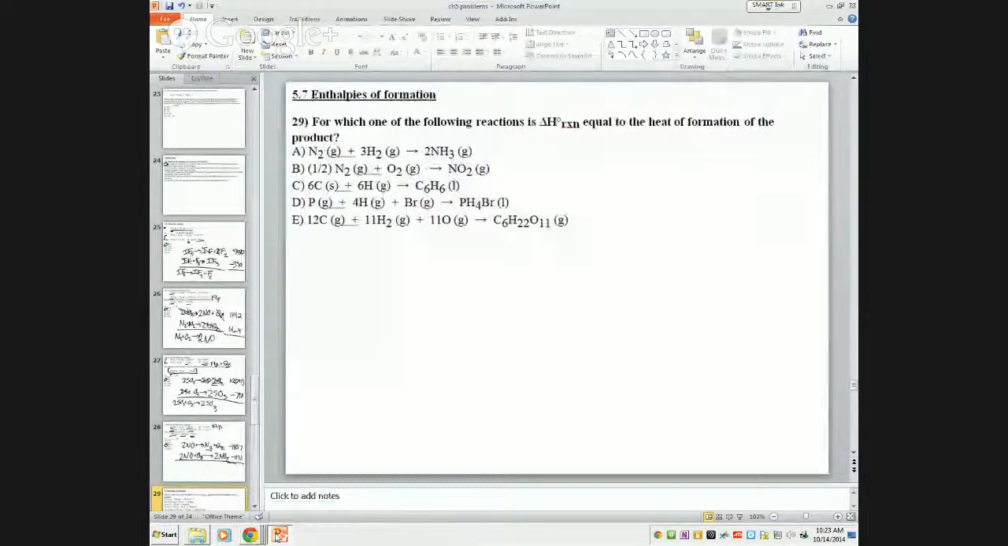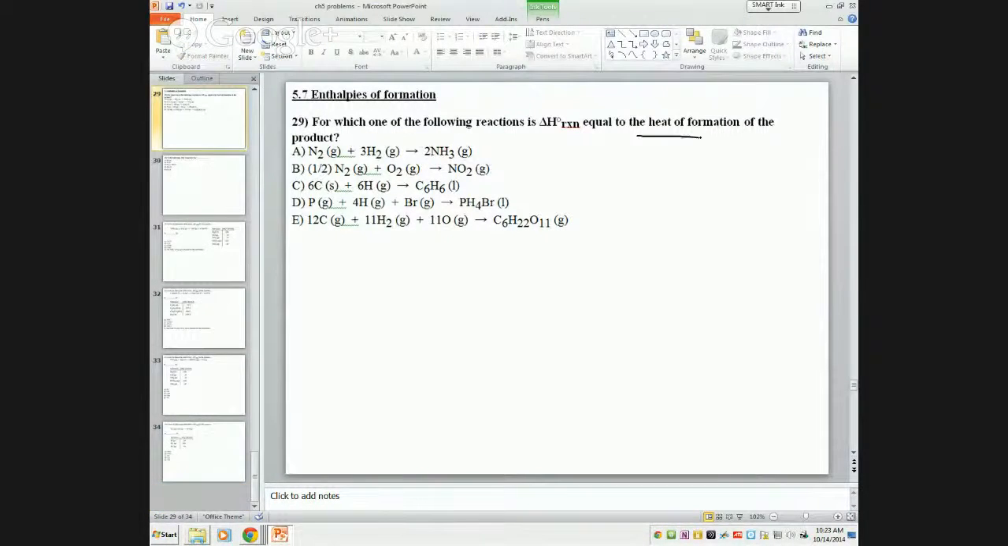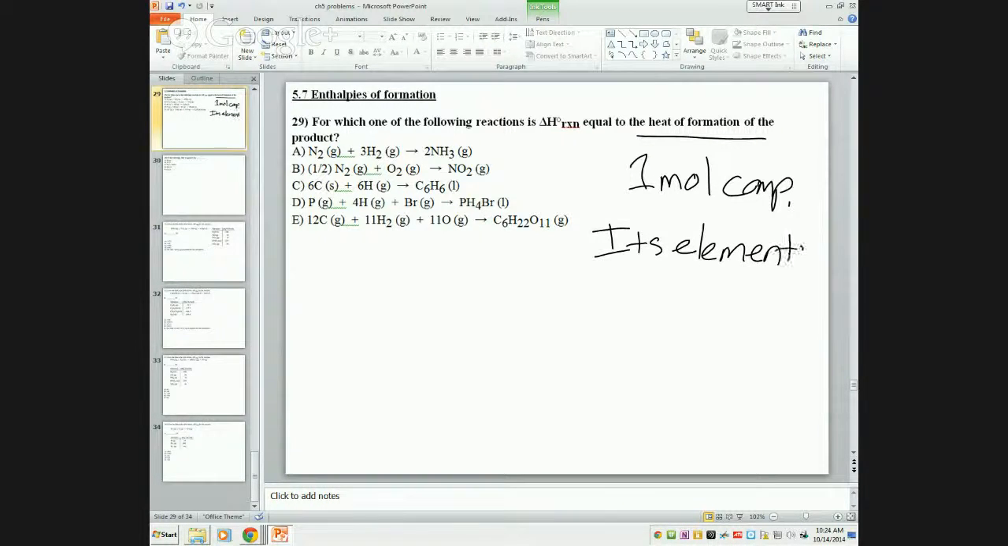Cool. Awesome. So we're going to start with problem number 29, for which one of the following reactions is the delta H naught reaction equal to the heat of formation of the product. All right, well, we got to know what we're talking about with heat of formation. The heat of formation is, we're talking about 1 mole of some compound coming from its elements at standard conditions. So that's STP.